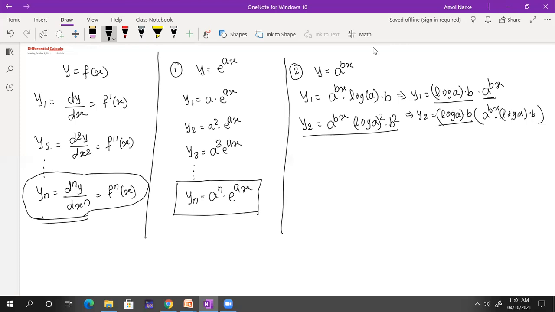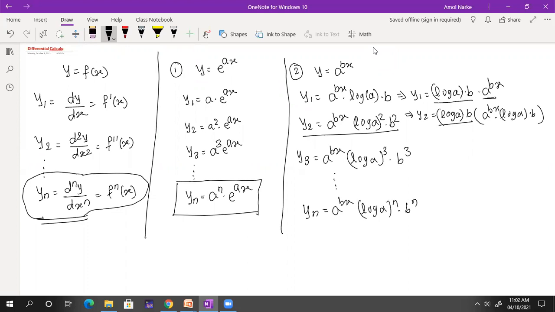Now, can someone tell me what is y3 without solving now? What is the pattern? Log of a raised to cube into b cube into a raised to bx. Log a, its cube, and its b cube. Very good. So what is yn then? a raised to bx, log a raised to n, b raised to n. Very good.